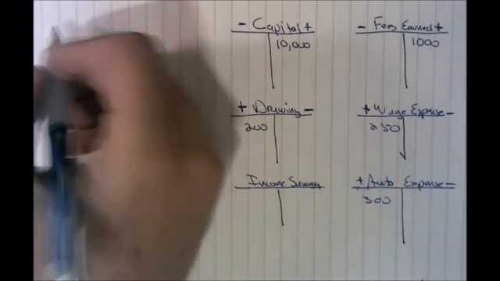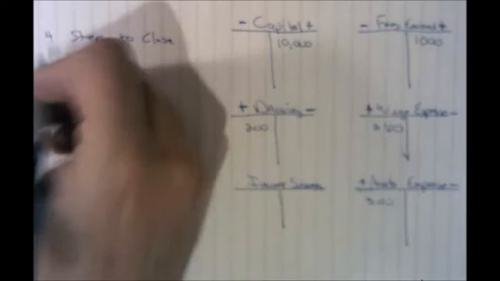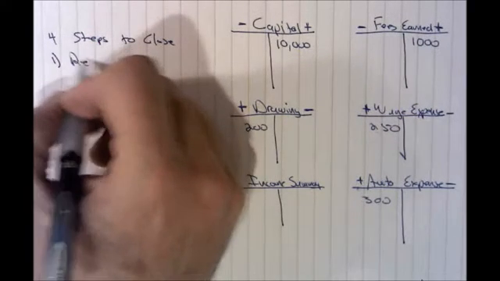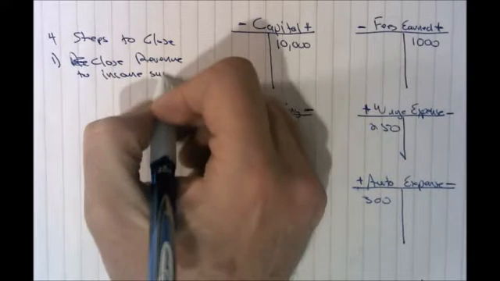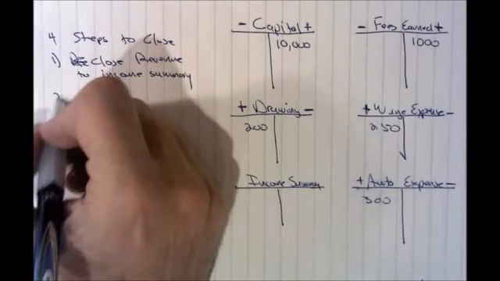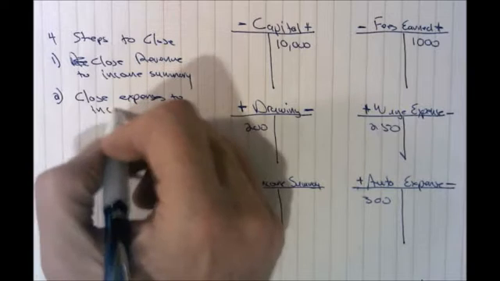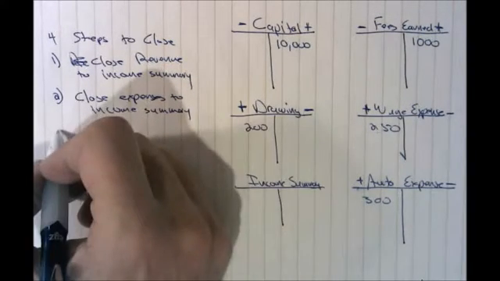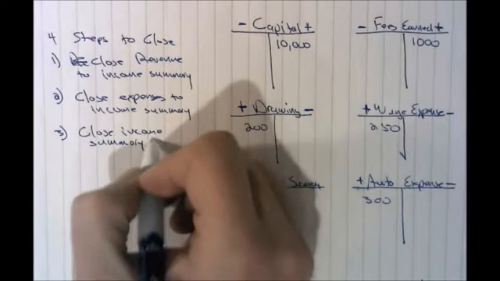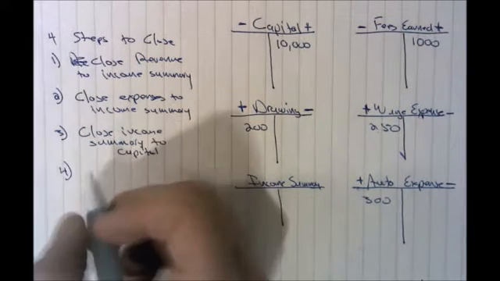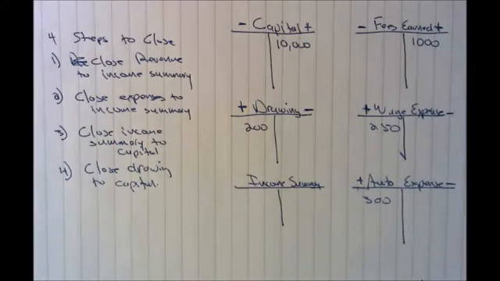So we're going to go through this 4-step process. 4 steps to close our accounts. The first one is close revenue to income summary. That's step 1. I'm just going to list these out and then we're going to actually do them. The second one is close expenses to income summary. Our third one is close income summary to capital. And our 4th step is close drawing to capital. So there's our 4 steps in the closing process.